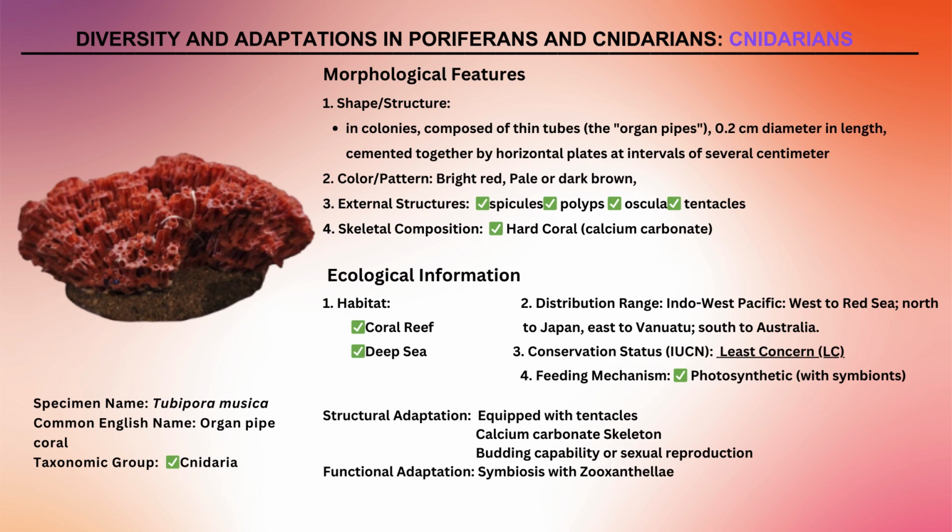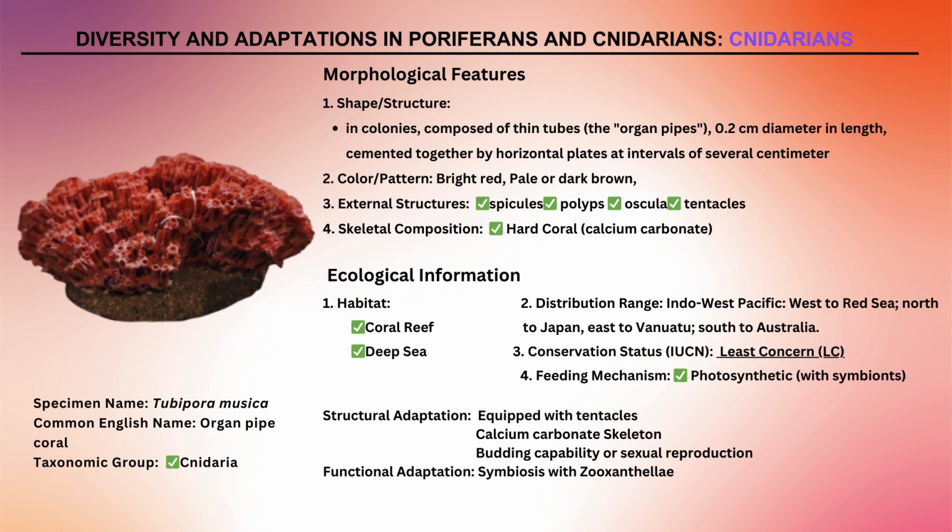So for its color and pattern, they are usually bright red, pale, or dark brown. They also possess external structures such as spicules, polyps, oscula, and tentacles. And for their skeletal composition, they have calcium carbonate, making the coral hard.